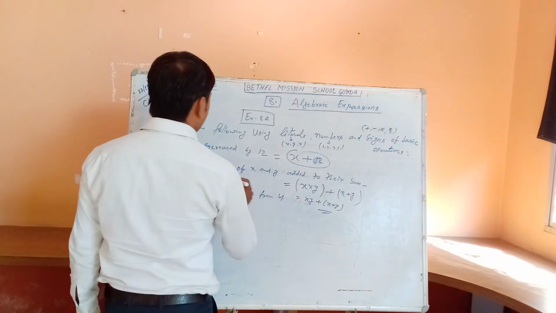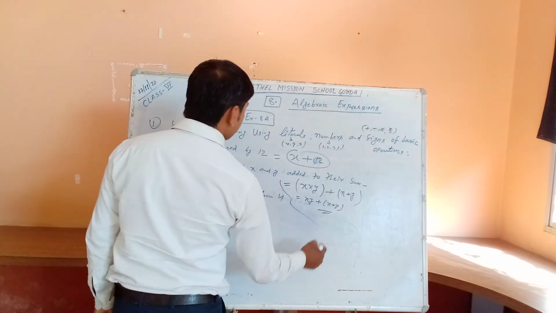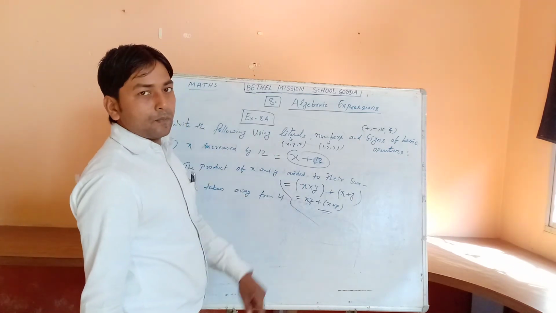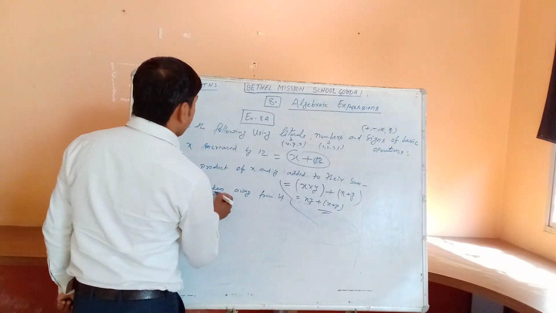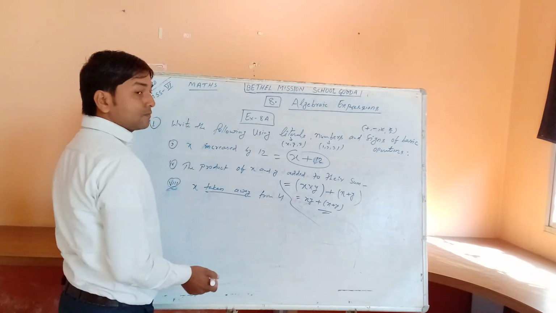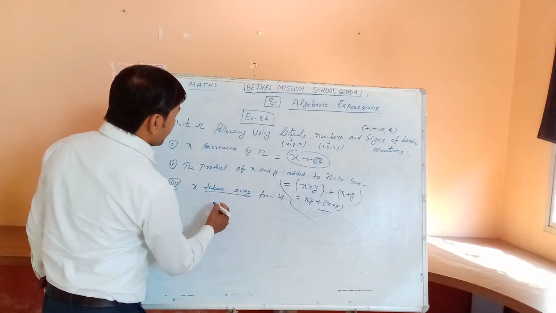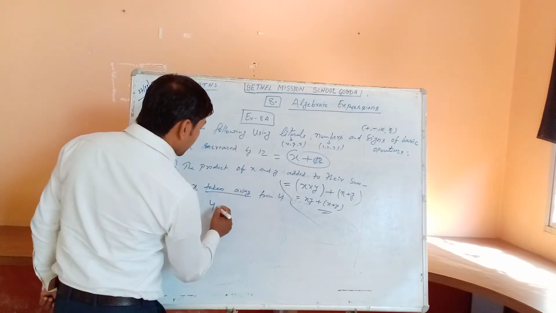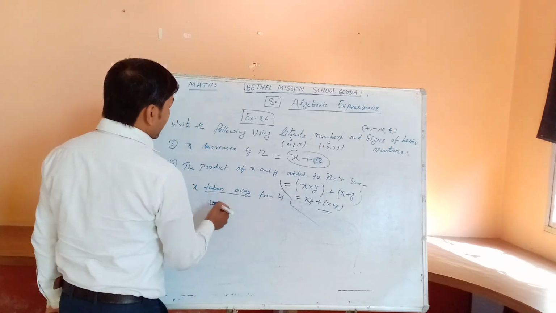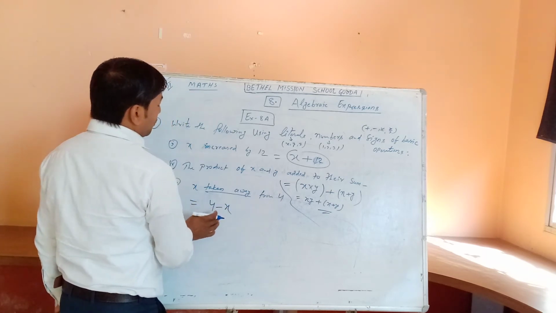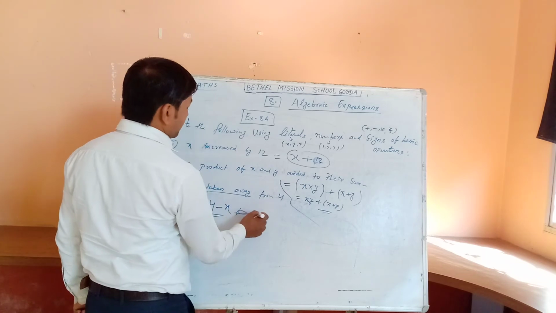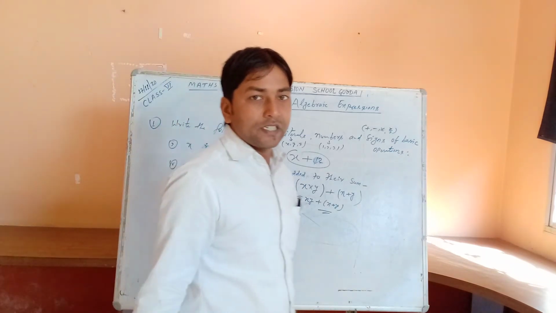Now the 8th question: x taken away from 4. Taken away means minus. From 4 we have to take away x. 4 minus x, that is the answer. I hope you got it.